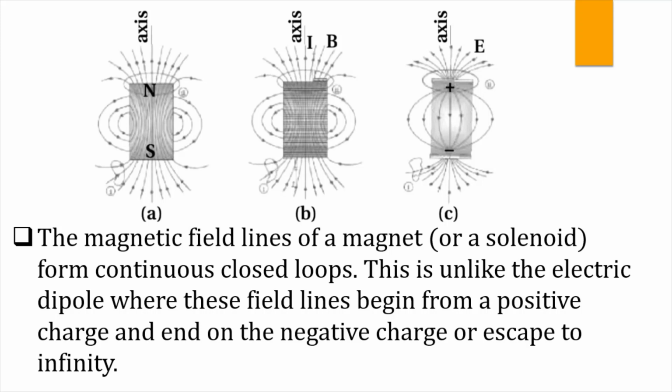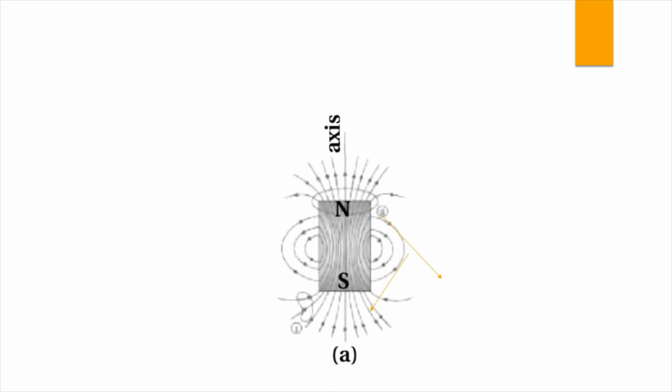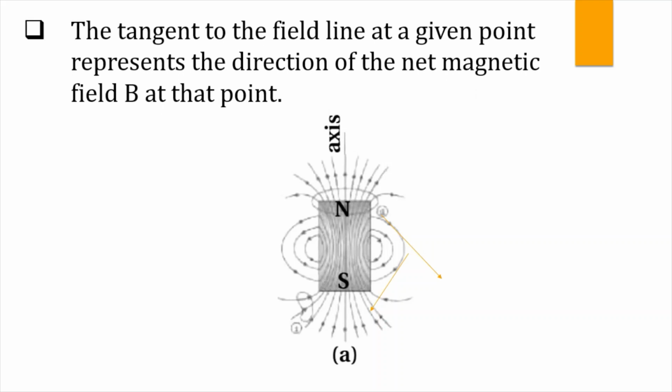Now the second point is that the tangent drawn at a given point on a magnetic field line gives the direction of the magnetic field at that point. In the figure you can see that at two different points we have drawn two tangents, and these two tangents give the direction of the magnetic field at those two points. So we can say that the tangent to the field line at a given point represents the direction of the net magnetic field at that point.